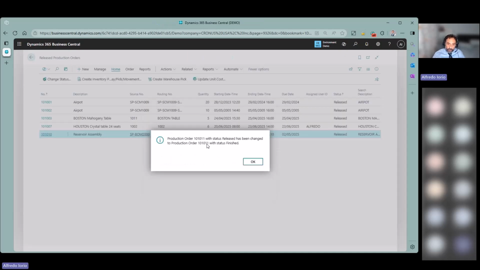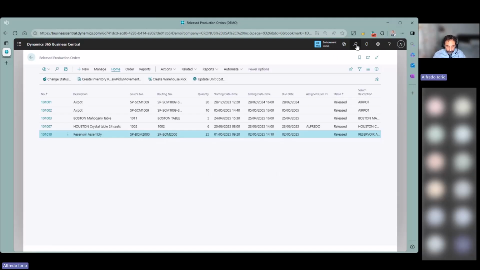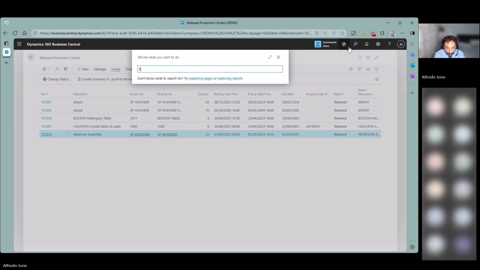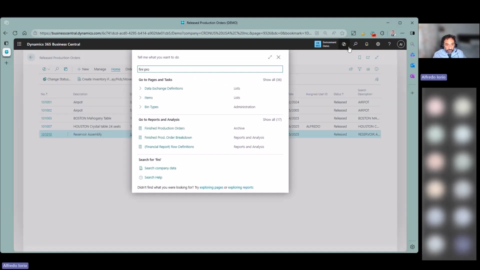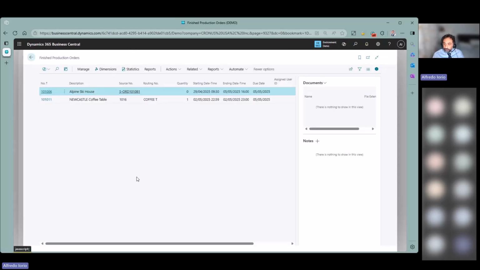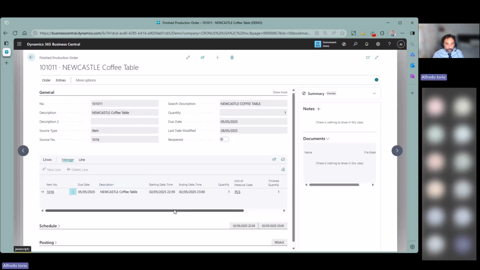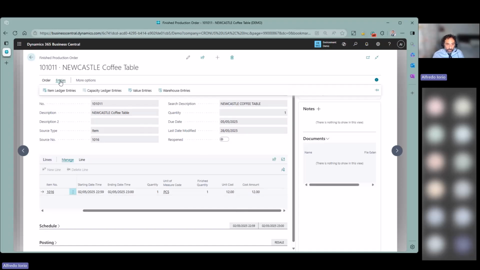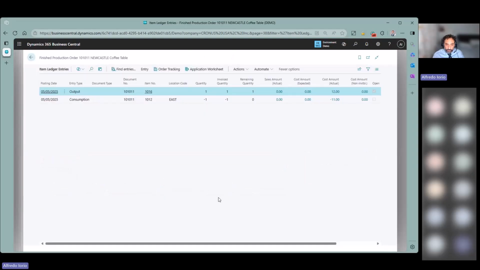Now, when I look at my finished production order, we will see the 2 variance amounts being posted. There we go. So this is my item, still shows a 12 because it's the standard cost. So if I look at my item ledger entries, I can see the consumption at 11, the amount at 12. So fine, standard cost 12.